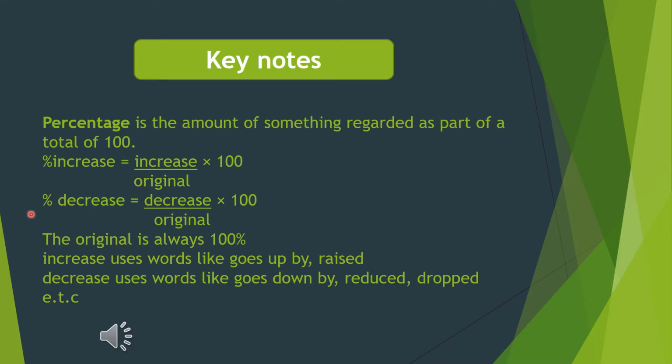Class 7. Anytime you see words like raise or goes up by, it indicates that we should increase. Whereas when you see words like reduced, goes down, or dropped, it means that we should do what? We should decrease.